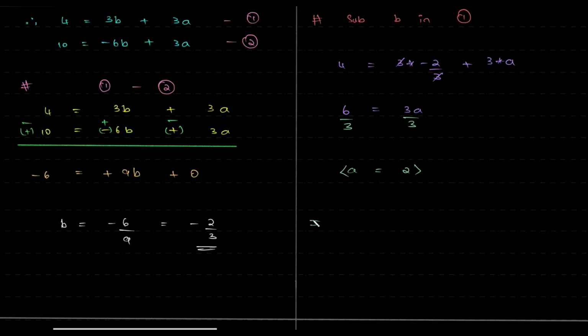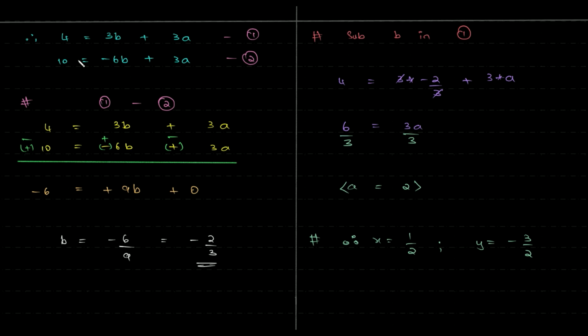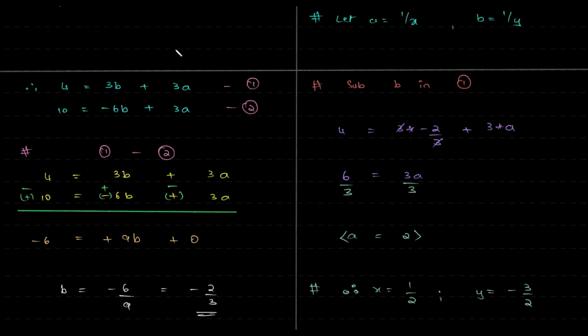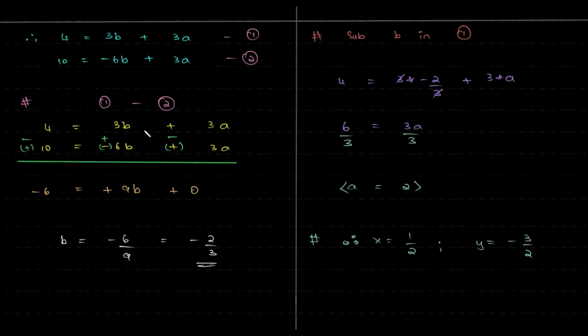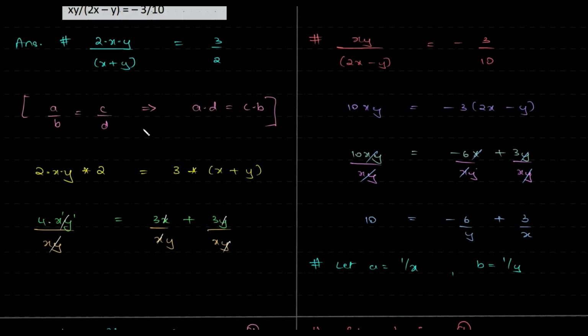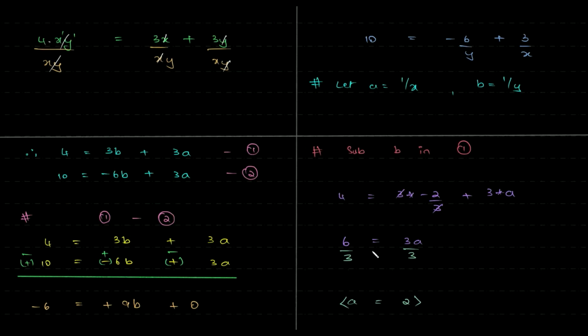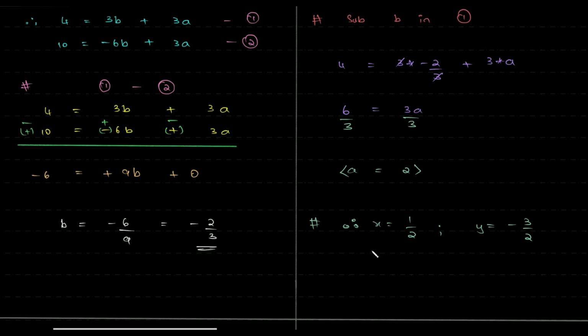Okay, now we have x is equal to half, right? Because remember, x is 1 by a and y is equal to the inverse of b. So if you want to verify, you can always verify, substitute it over here. So it has to be equal to minus 3 by 2. It's kind of too much to substitute and figure it out. Anyways, that would be your answer.